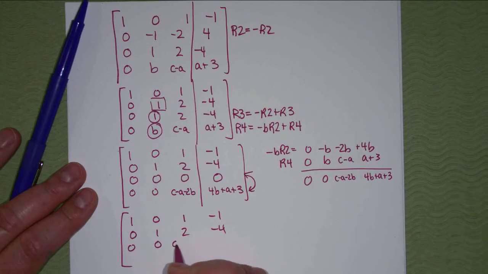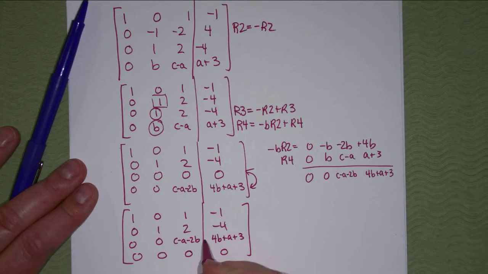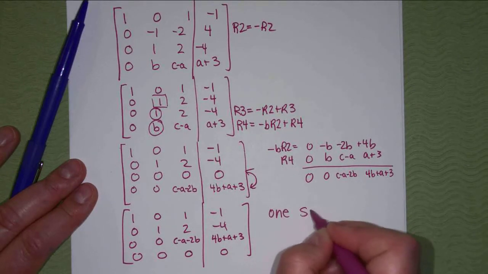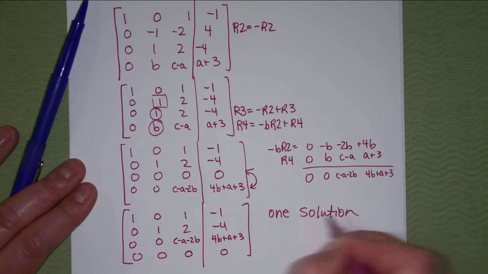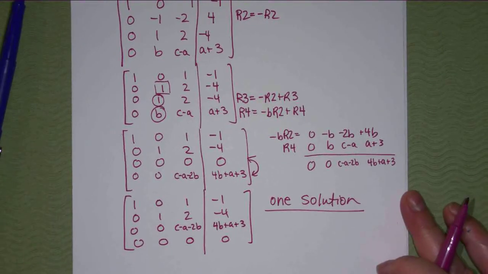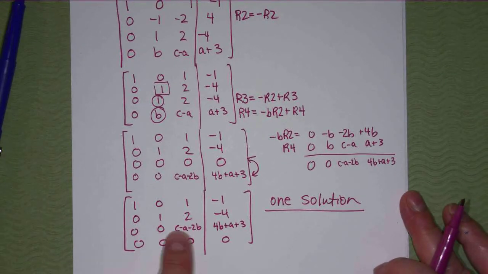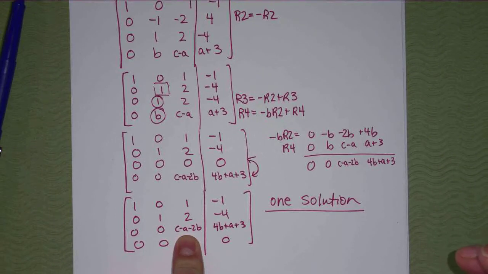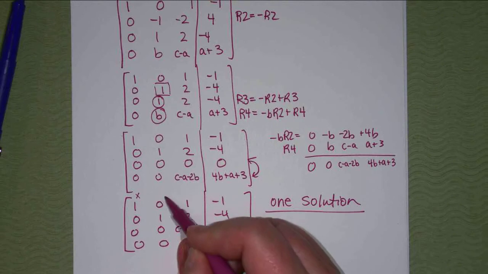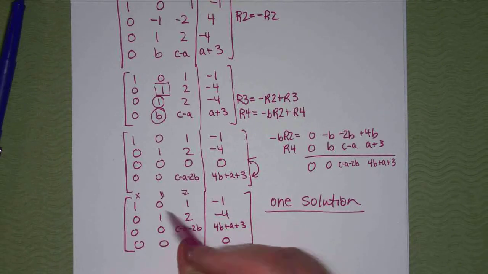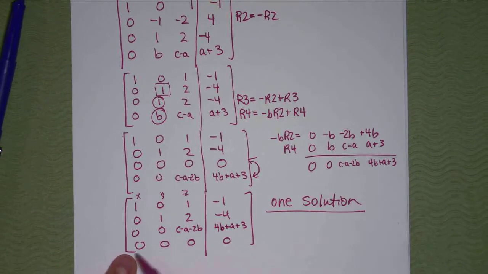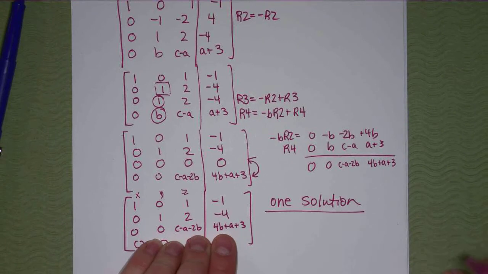C minus A minus 2B, 4B plus A plus 3. There we go. Okay, so for it to have one solution, what has to happen here? We'd have to have a 1 right here. For one solution we've got our X, Y, Z, and we need a lead 1 for each of them so that we can read off the answer. This is a row of zeros. It tells us nothing, so we can just ignore it.